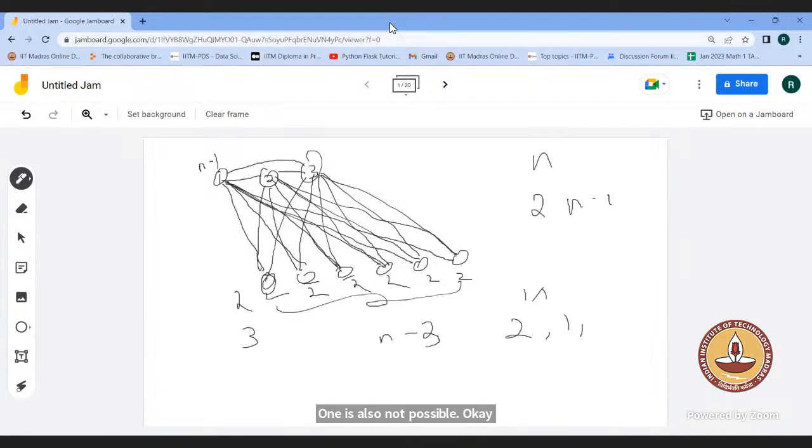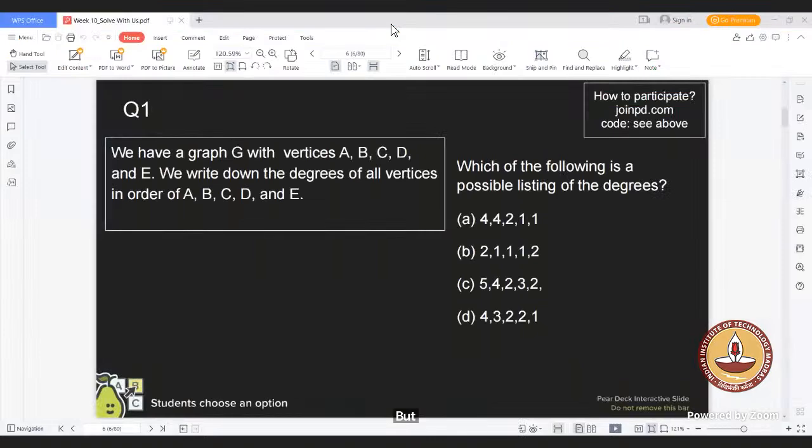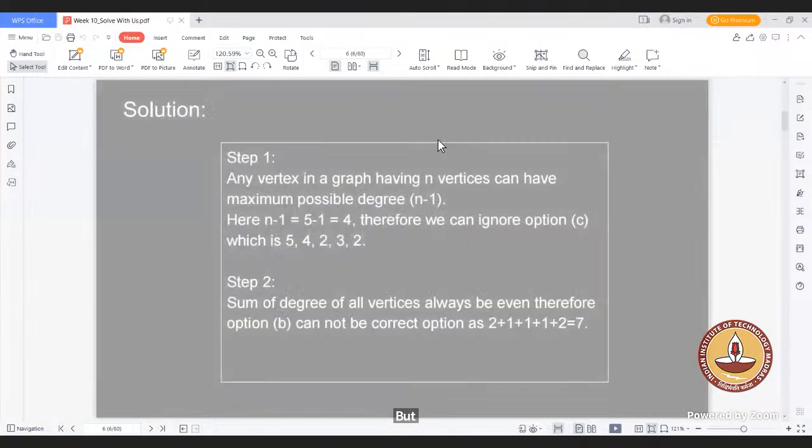So everyone got this point? Okay. So we'll move to the question again. Just a minute. So we'll just quickly go through the solution given.